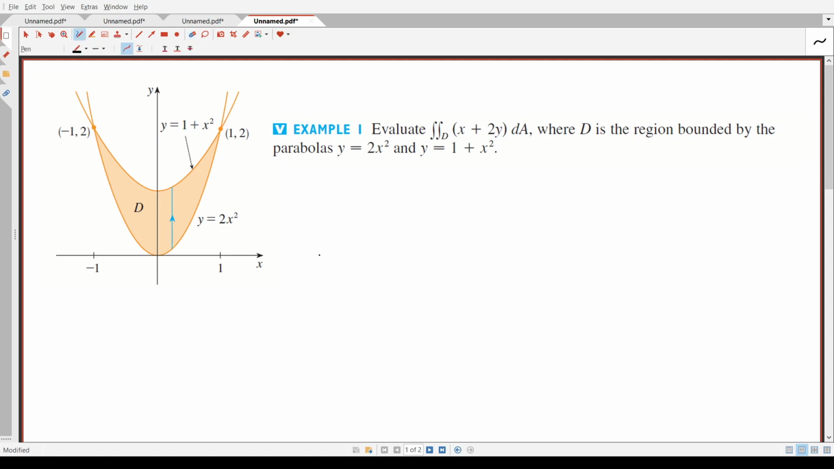Okay, so here it says evaluate the integral of x plus 2y over the region D, where D is the region bounded by the two parabolas y equals 2x squared and y equals 1 plus x squared. Here we have y equals 1 plus x squared, and here we have 2x squared. So first I need to pick: do I want to integrate this first with respect to x or first with respect to y?